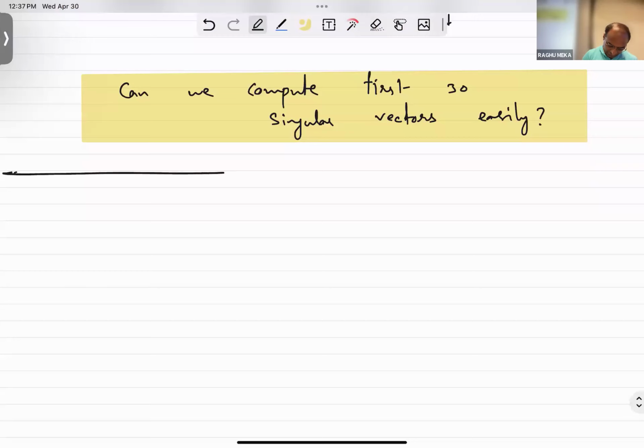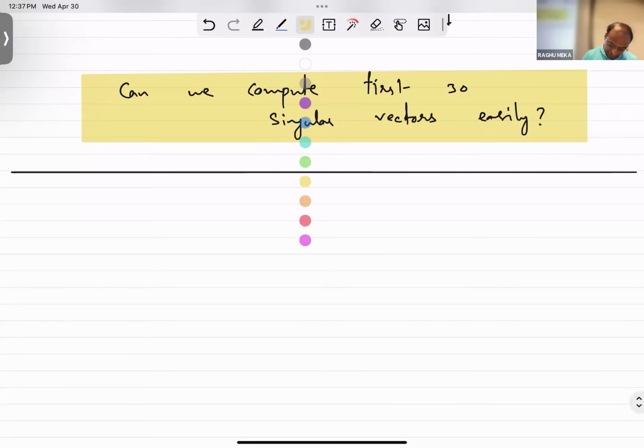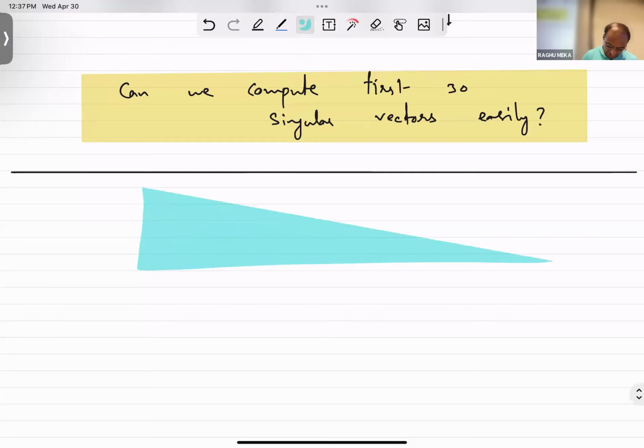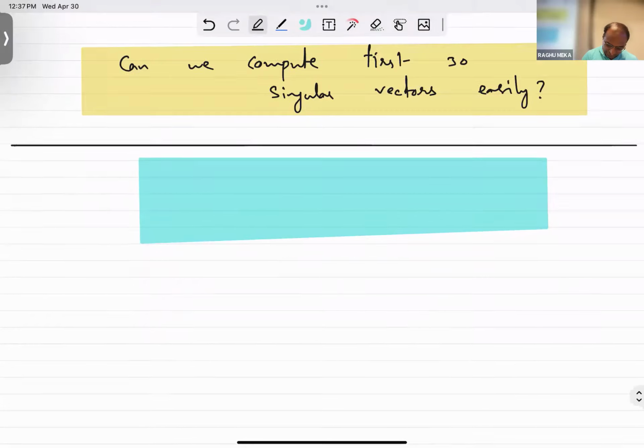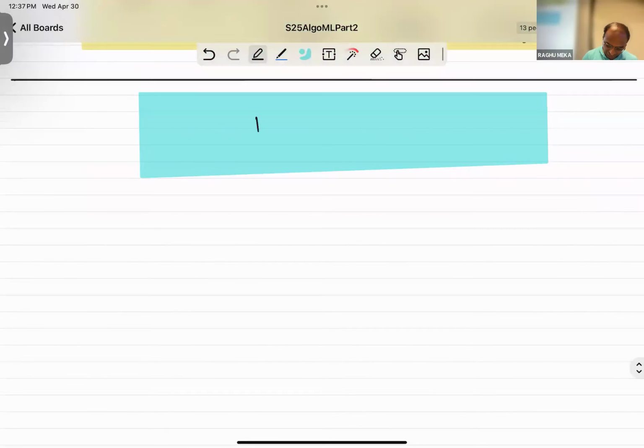All right, and fortunately, we can actually do that. And the most popular method for doing that is what's called the power iteration. Okay, so the punchline here should be that I can compute the first singular vector much faster than computing all of the singular vectors.